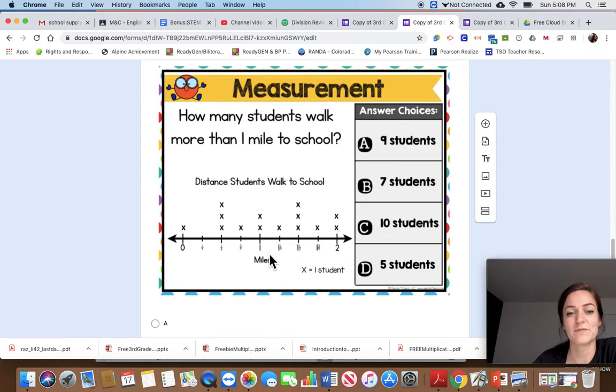Okay, more than 1 mile. So if you walk 1 mile, are you walking more than a mile? No, you're walking exactly a mile. So we're going to look at all of these ones that are more than a mile. So there's 1, 2, 3, 4, 5, 6, 7. You should have written down B or gotten 7. Okay, because if you walk 1 1/4 mile, then you're walking more than a mile, right? I didn't count these people because they walk less than a mile.